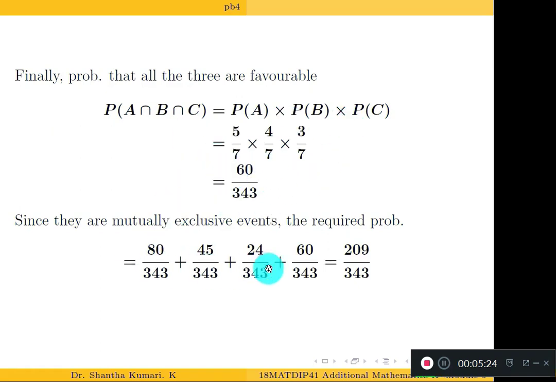Now add all the possibilities. So these are the 4 possibilities for a majority of favorable reviews. Just add the probabilities, and you get 209 by 343. You can also write it in decimals, just check your answer.